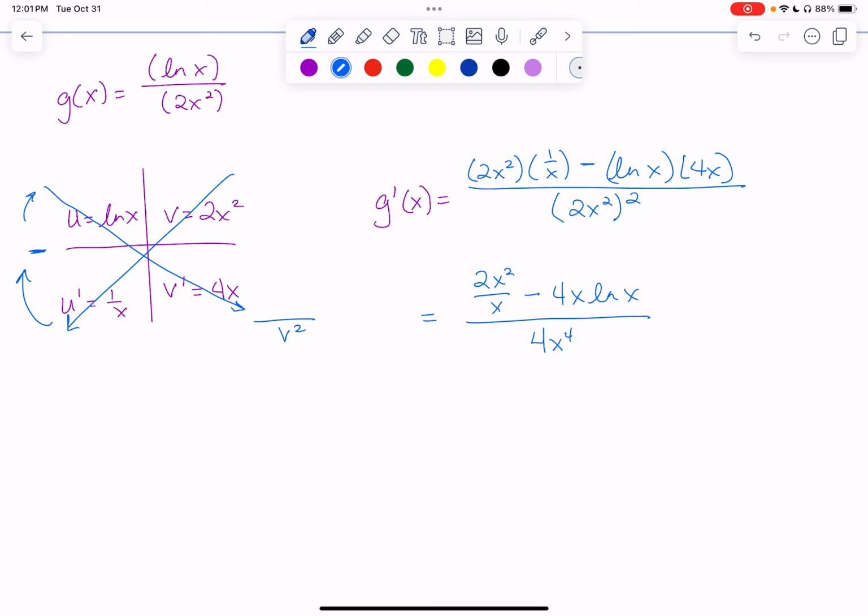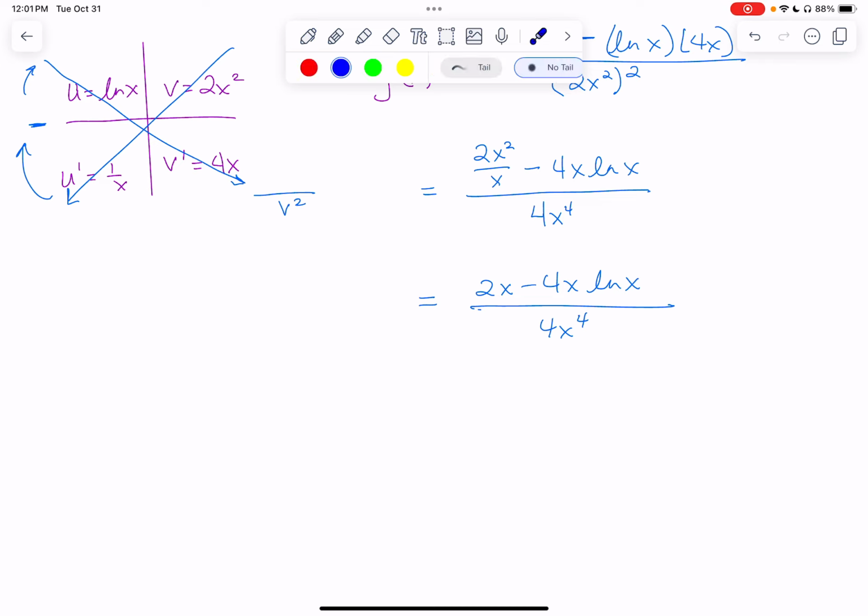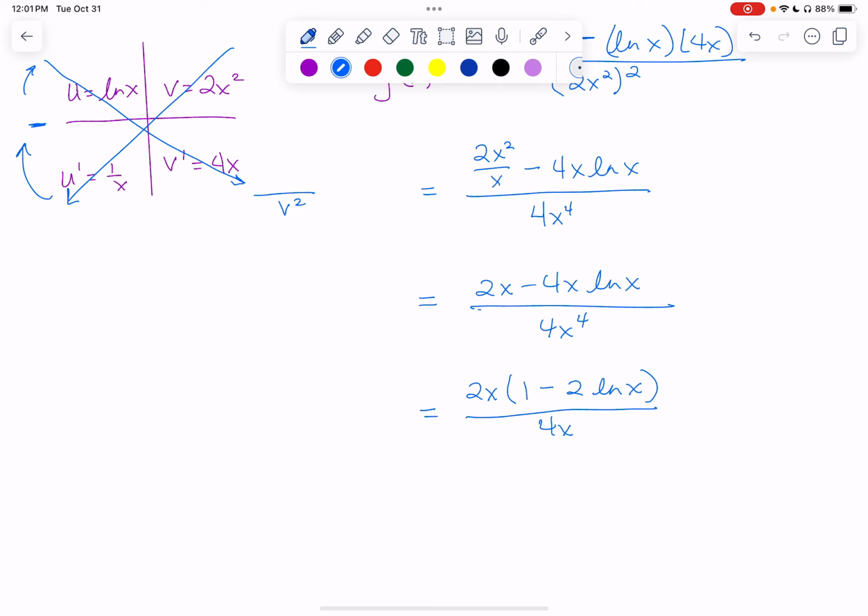So let's simplify this term right here because I have an x in both numerator and denominator, so I can get rid of my fractions within fractions. I'm going to have a 2x minus a 4x natural log of x, all divided by a 4x to the 4th power. One of the things I notice here is that right here and right here, I have a common factor of 2x that I could factor out. So let's see if we can clean this up even more. I'm going to say 2x times 1 minus 2 natural log of x. I've just factored out a 2x from each term, all over 4x to the 4th.